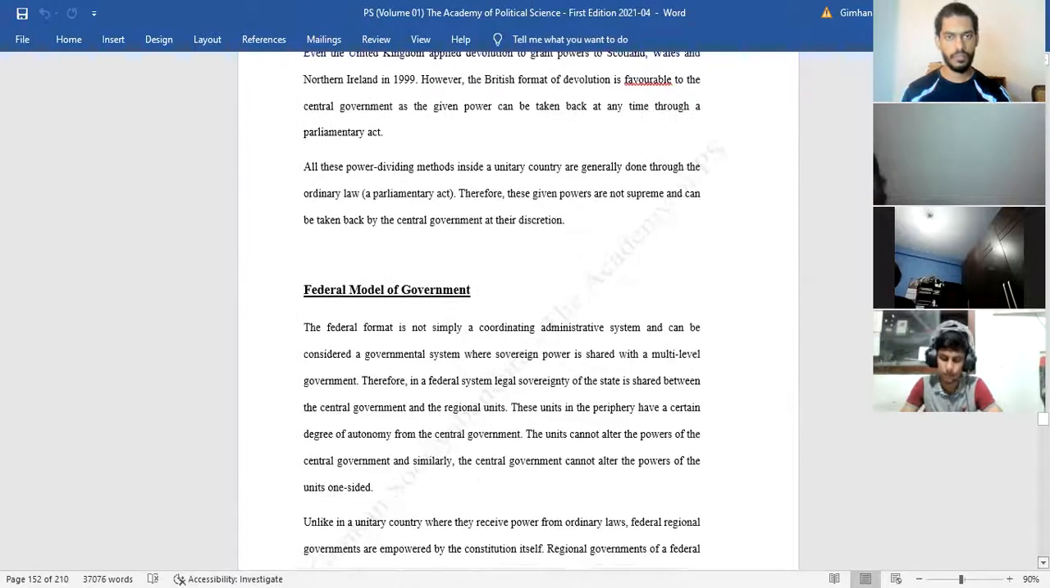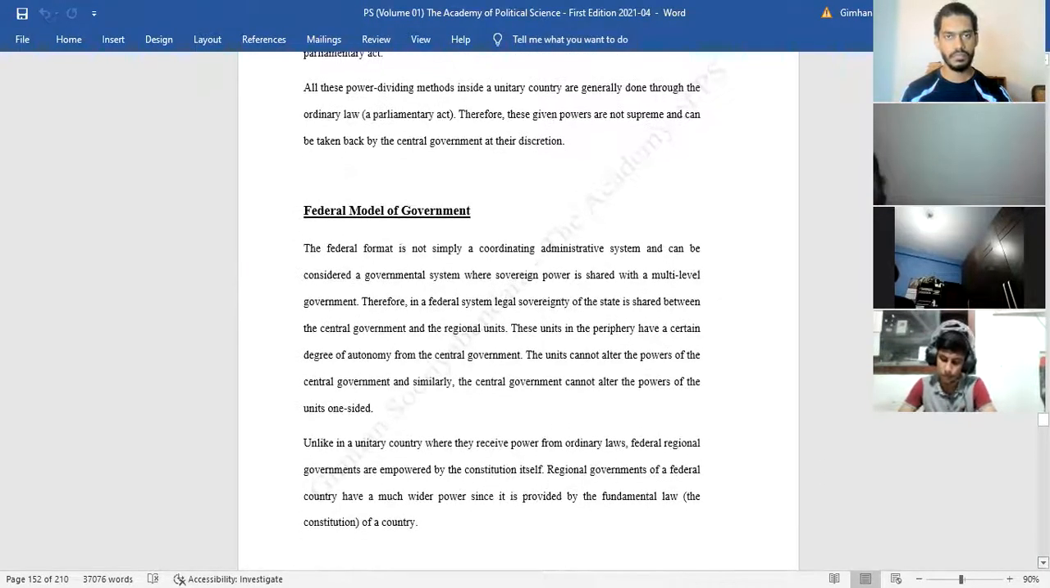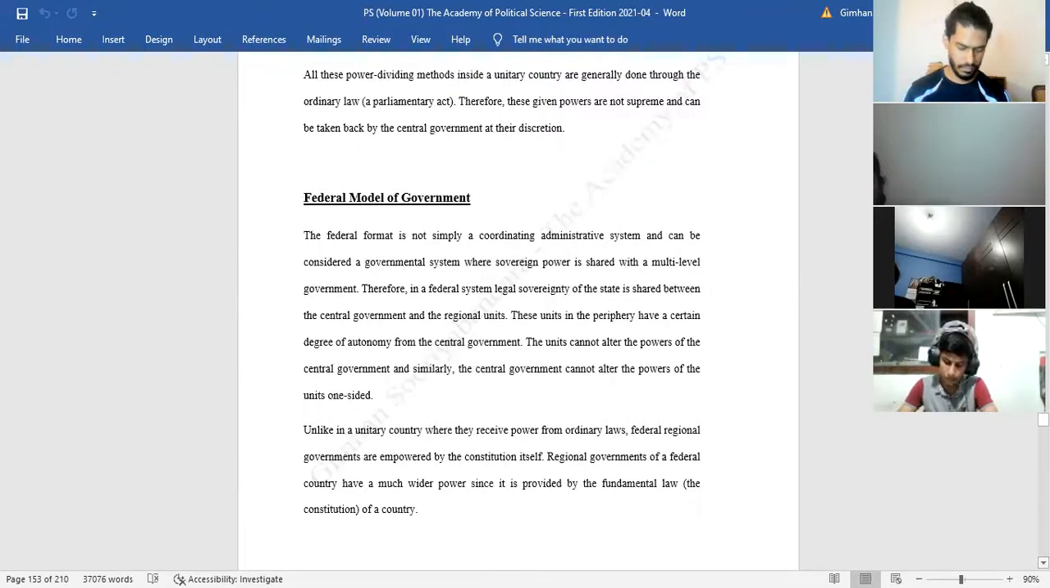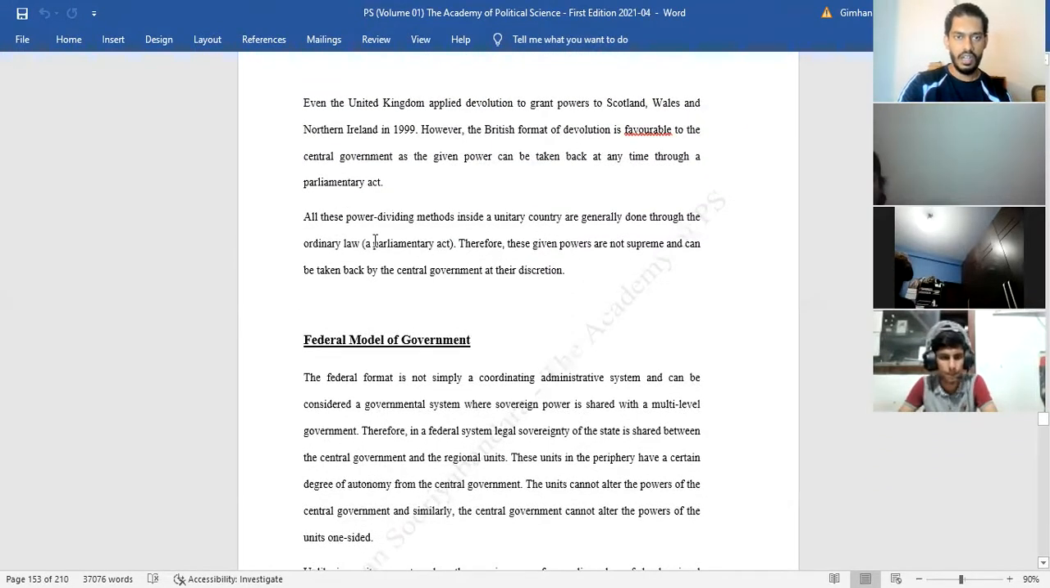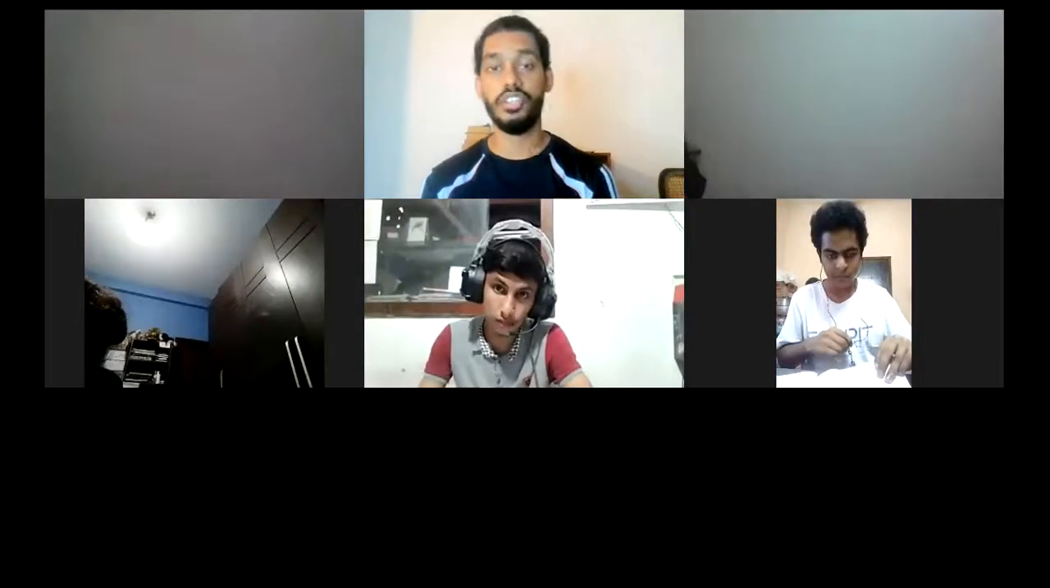All these power dividing methods inside a unitary country are generally done through the ordinary law. Therefore, these given powers are not supreme and can be taken by the central government at their discretion. Right, this is important. Now you see it says ordinary law and the fact that it's a parliamentary act. Okay, if you have a paper somewhere, just jot that down, right?